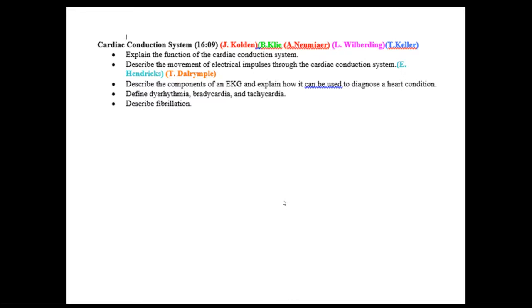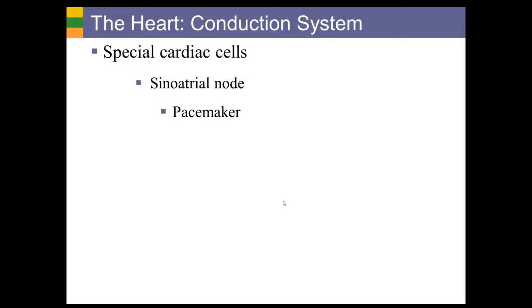The same thing occurs with the heart. There has to be coordination among those hundreds of thousands of cardiac muscle cells. And what does that is the cardiac conduction system. It's responsible for coordinating the contraction of those many cardiac muscle cells, right? The cardiac conduction system consists of the following.